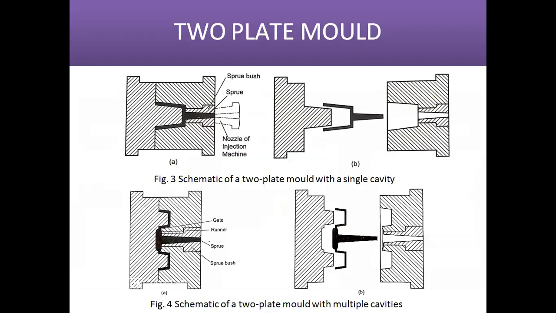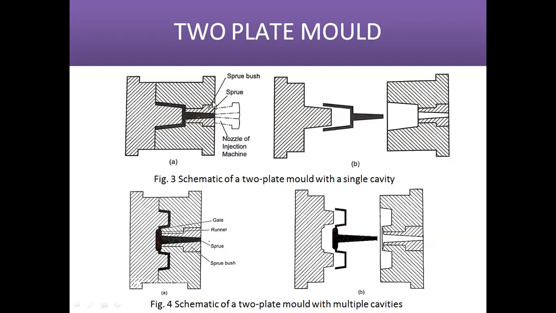Next, we will discuss the two plate mold that is used in injection molding machines. These are the schematic diagrams of the two plate mold. The first one is a two plate mold with only a single cavity. Here you can see this is a single cavity. This is a nozzle. This is the sprue, the passage through which the plastic melt will pass and move towards the mold cavity.